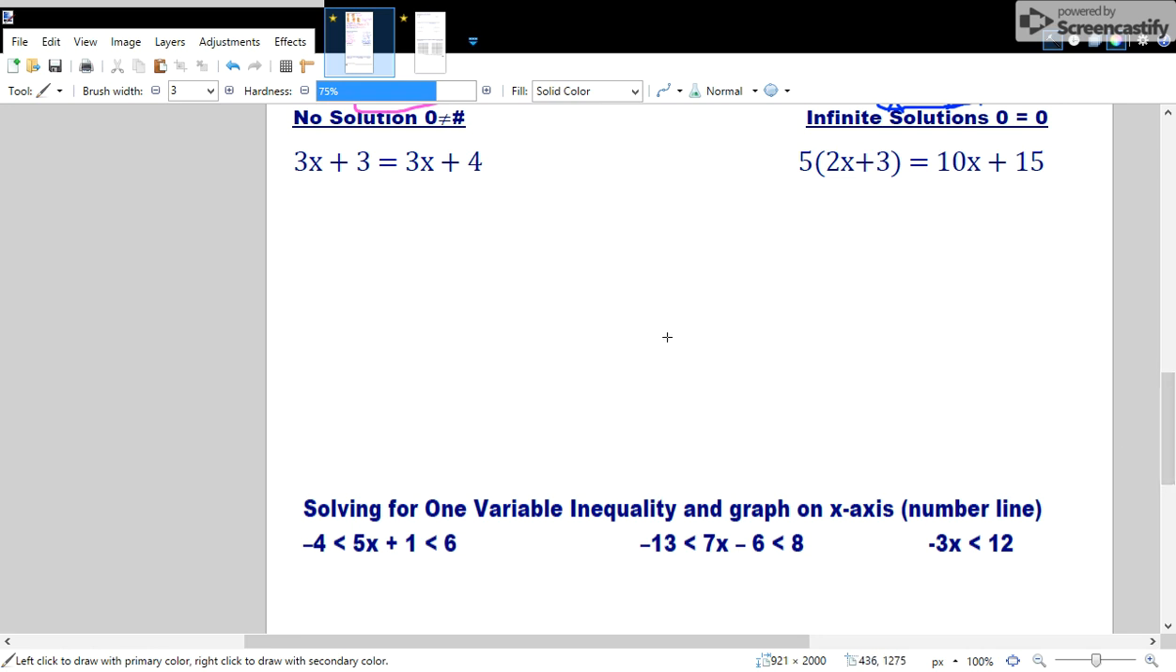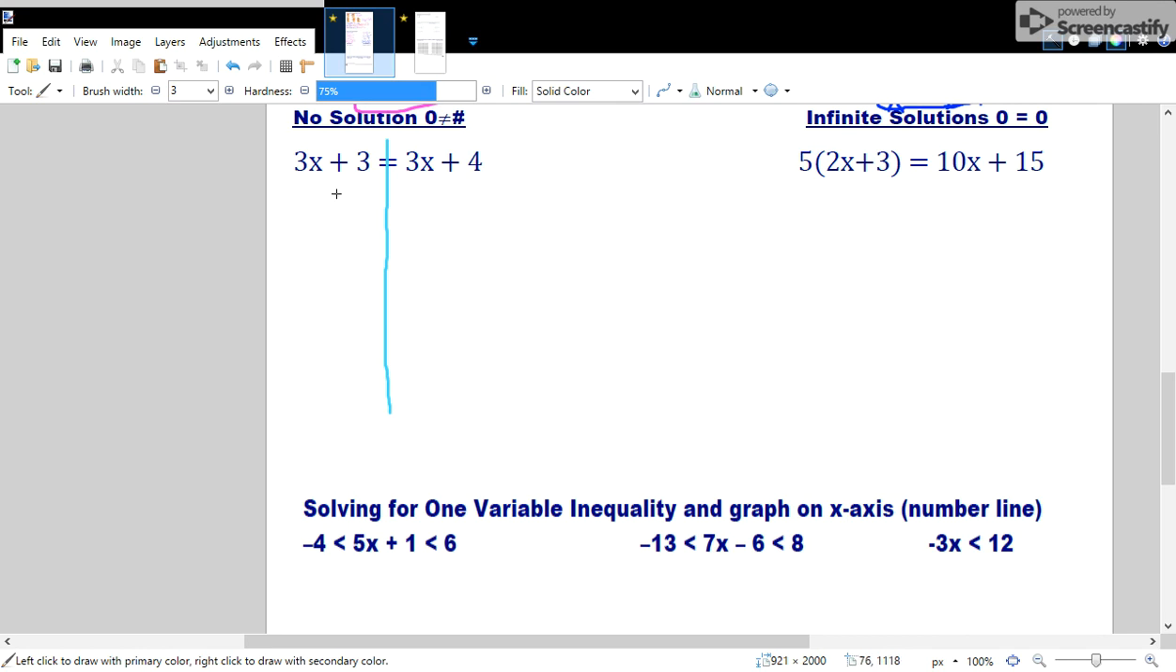Okay, part 2 of page 16 of our linear functions booklet: no solutions versus infinite solutions. For no solutions, we're going to have a false statement that's always false. And this is what I mean by that. We have 3x plus 3 is equal to 3x plus 4.